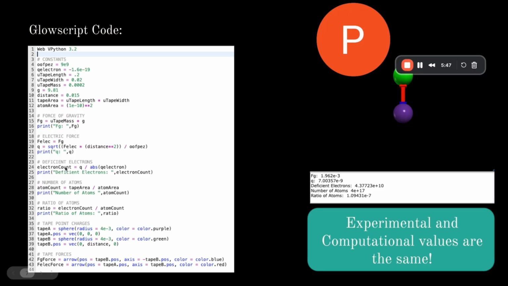Next is our deficient electrons, and the electron count can be found from the total charge divided by the absolute value of the charge of the electron, which is this number right here. The number of atoms comes from the tape area divided by the atoms area. So we have these constants right here, which help us to find that. And the ratio would be the electron count to the total atom count. All of these numbers are printed here. What's interesting is that our experimental and computational values are the same. So when we go back to the work that we did to find all of these values, they are the same, and that shows that we were pretty close to what it would be theoretically.